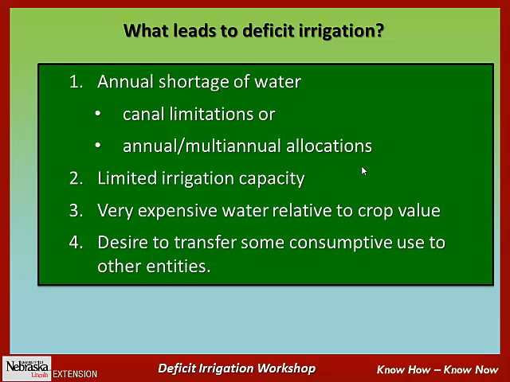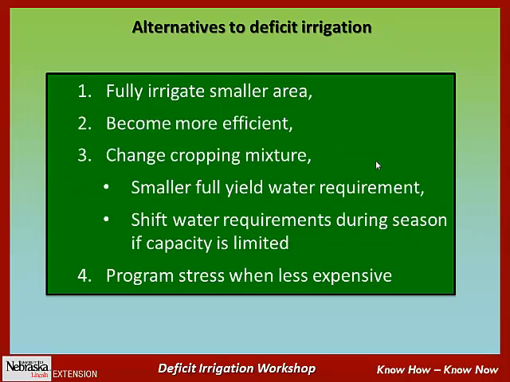Well, what are some of the things that lead to us doing that? Annual shortages of water, whether it's canal limitations that you're looking at in several of the basins now. Could be these annual, multi-annual allocations. Sometimes limited irrigation capacity leads us to that in the drier years. If water was really expensive relative to commodity prices, it might be to your advantage to take a little stress. Also, sometimes there's the desire to transfer some water, maybe have an opportunity to sell some water to someone else, and so maybe that's an alternative where I might take a little stress.